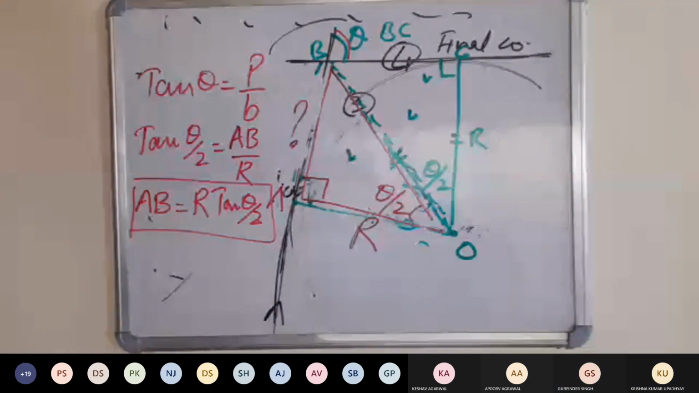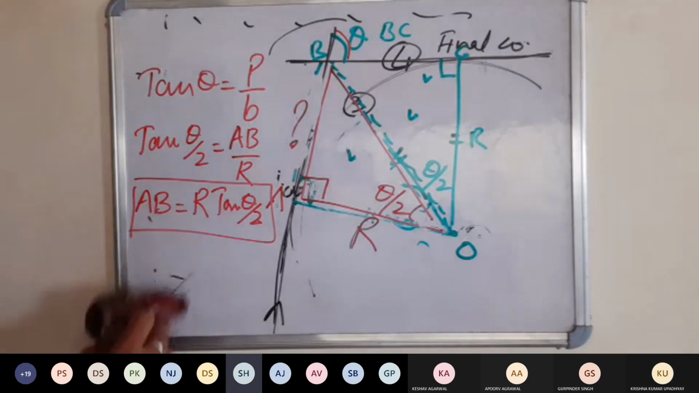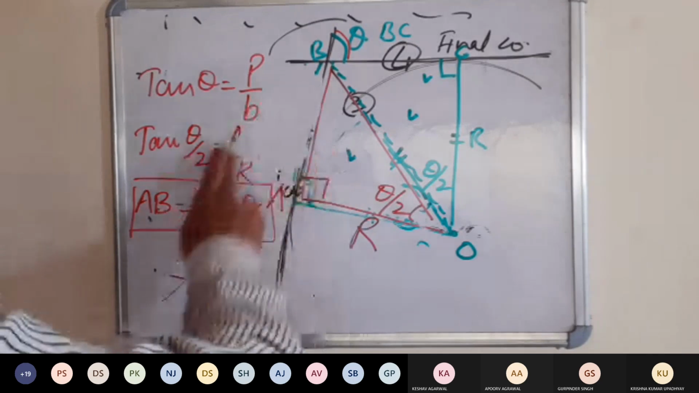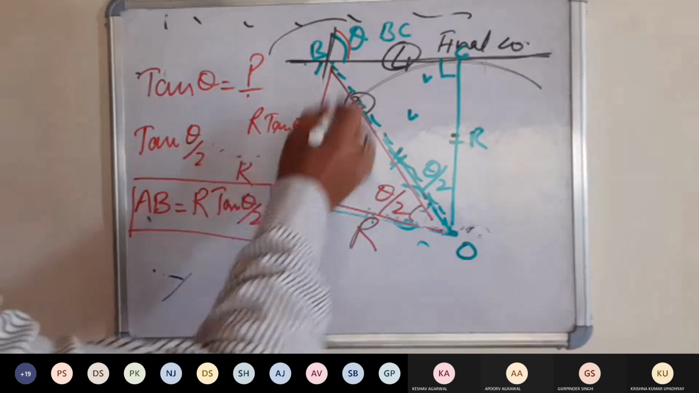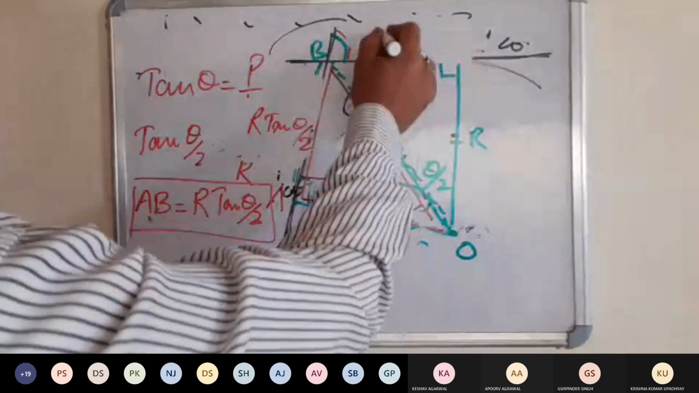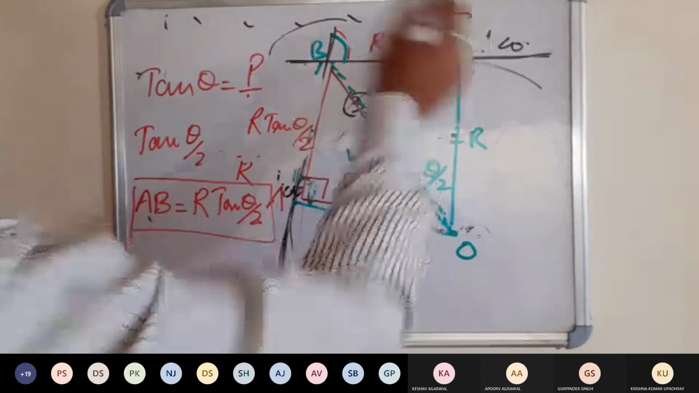Is it clear? Clear or not? If not, tell me again. Yes sir, it is clear. Okay, thank you. The same thing: this one is R tan theta by 2, and this one also is R tan theta by 2.